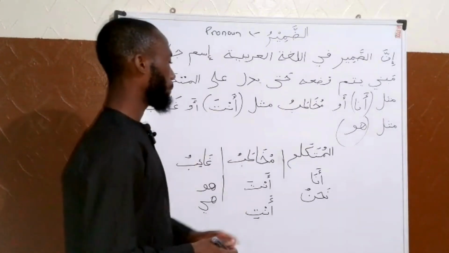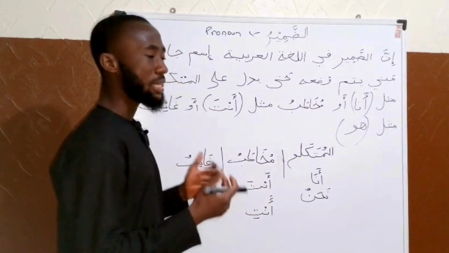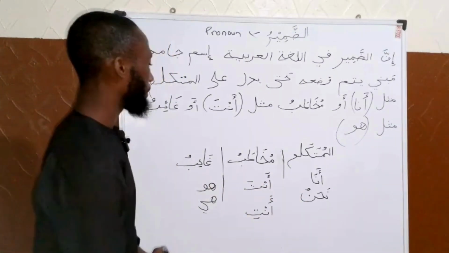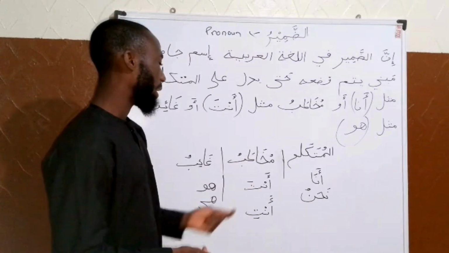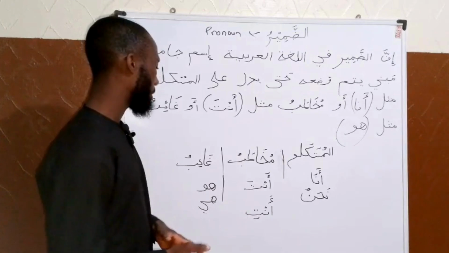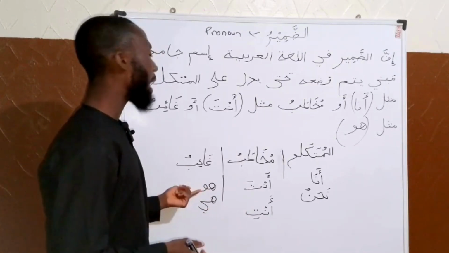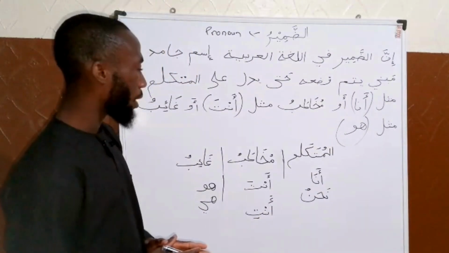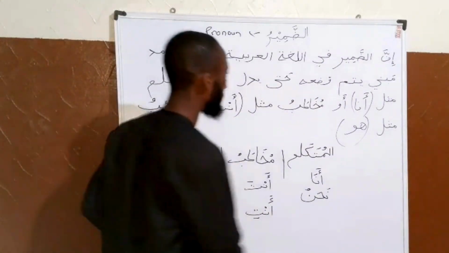Now, mutakalim, that's ana. Second is nahnu. Then mukhatab, an example is anta. Then the second is anti. Ghaib, that's huwa, hiya. Now let me use these words to form some sentences.